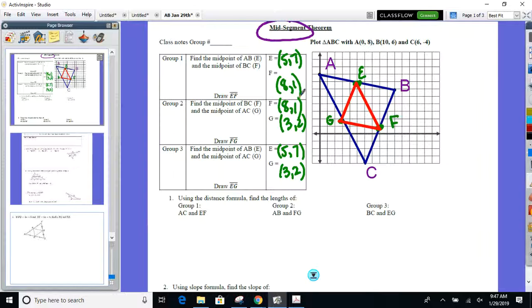Okay. Look what we've created. 3 mid-segments. How do I know they're mid-segments? What did you guys just connect on each side? The midpoint. So these are mid-segments. We'll write it down in a second. All right, let's find some facts about these mid-segments.